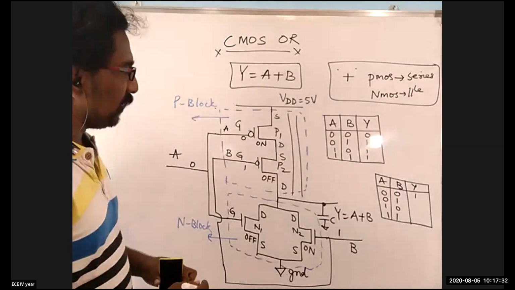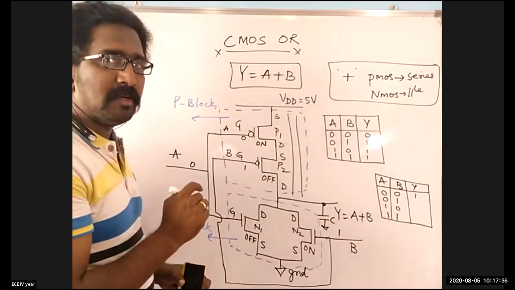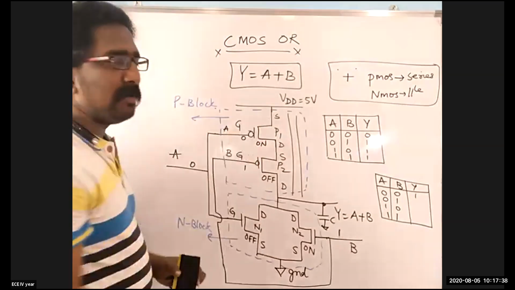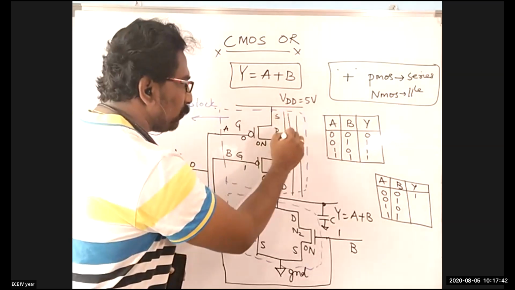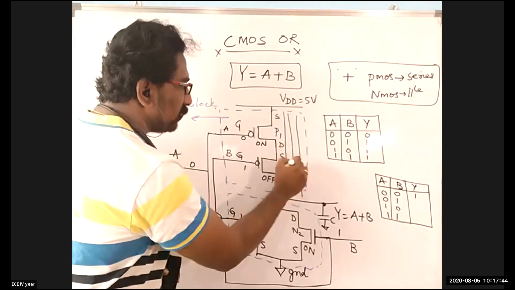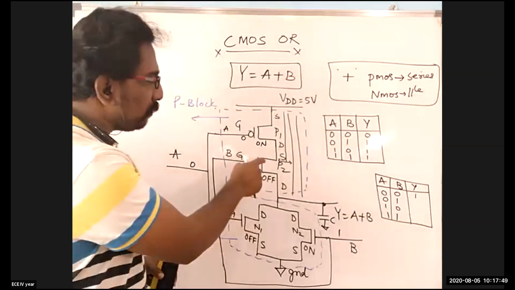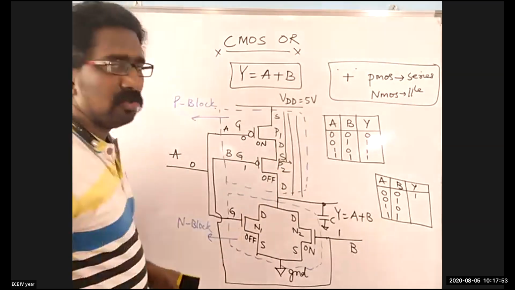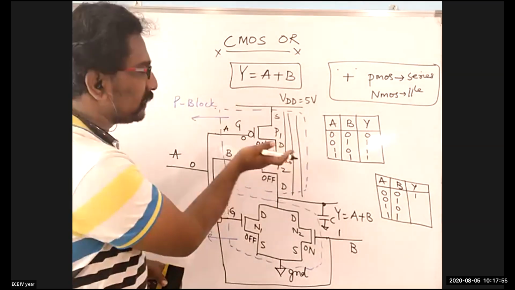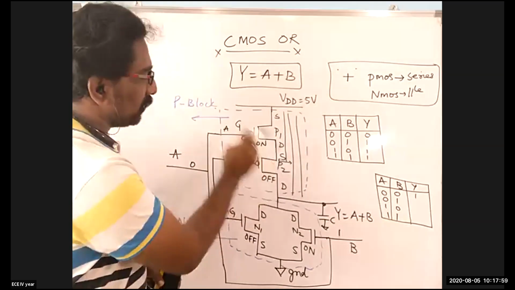So now let's see, since P1 is in the on state, the channel is formed between the source and drain of P1, and a charge can move only up to this point. Beyond this, the charge cannot move because there is no path for the charge to move between the source and drain of P2. So the charge comes and gets accumulated only at that particular point, at the source of this P2.